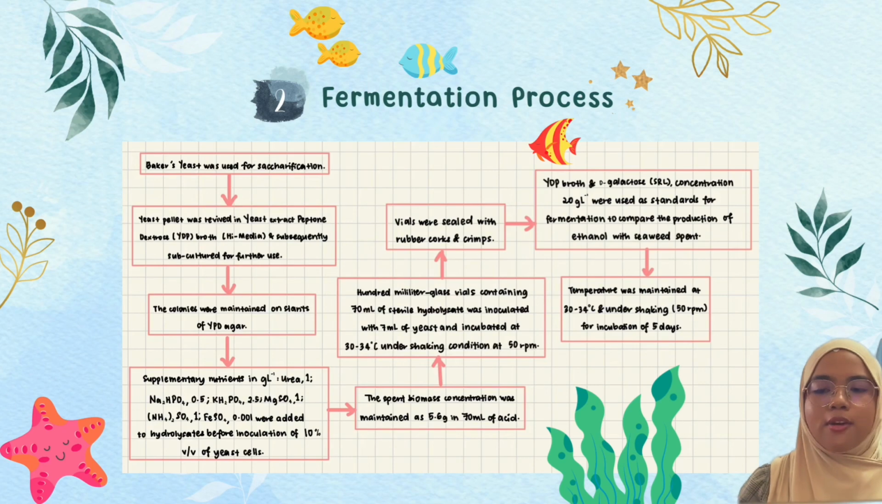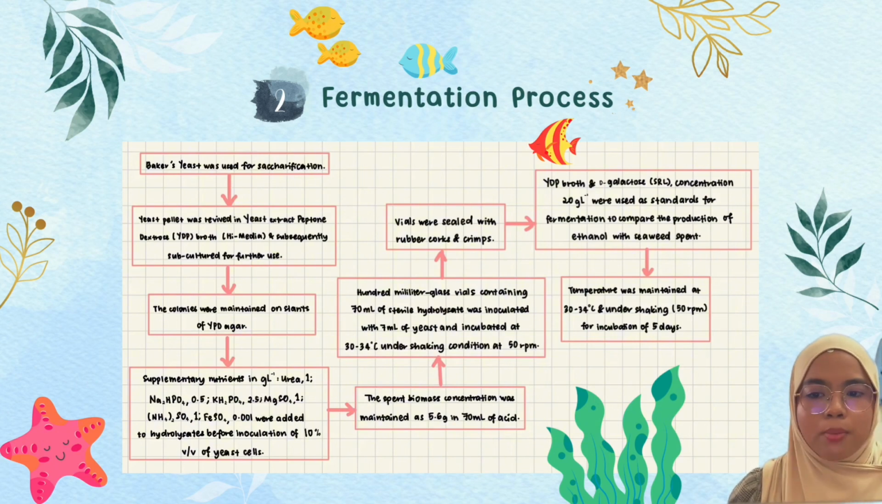Next, fermentation process. First, Baker's yeast was used for saccharification. The yeast pellet was revived in yeast extract peptone dextrose, which is YPD, broth media, and subsequently subcultured for further use. The colonies were maintained on slants of YPD agar.